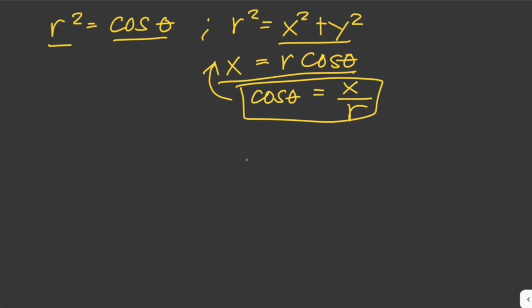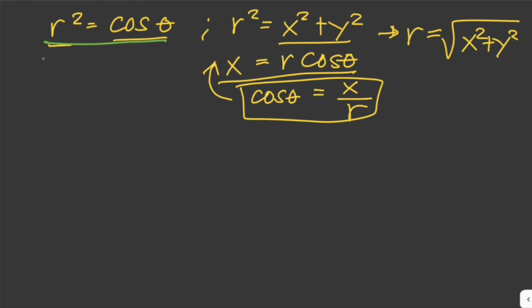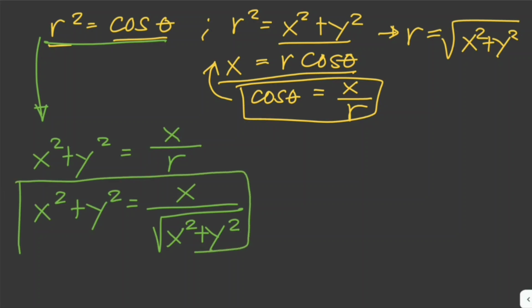Okay. And then for the value of r, we can get it by taking the square root of both sides. That would be r equals the square root of x squared plus y squared. And now we can plug in all the values here. So r squared is equal to x squared plus y squared, and cosine theta is just equal to x over r. And then we plug in the value of r: x squared plus y squared equals x over the square root of x squared plus y squared. So this is now our equation in rectangular form.